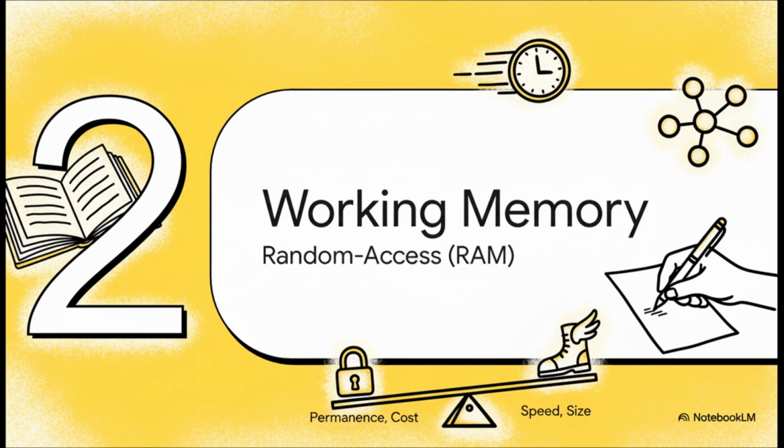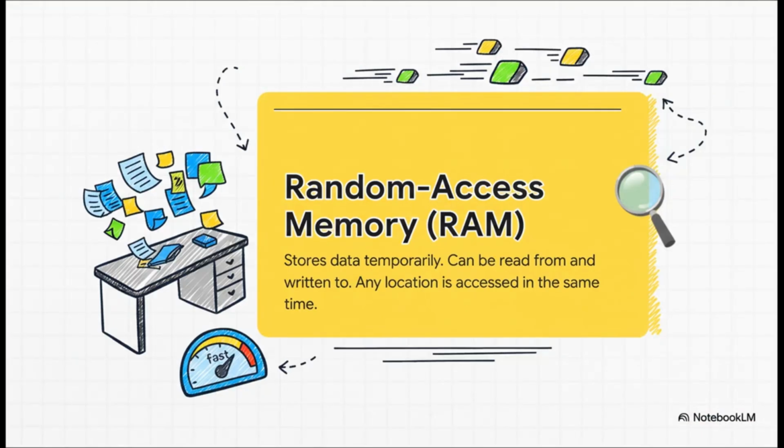Okay, so that covers the permanent library. Now let's flip over to the other side of the computer's brain, that busy, temporary workspace we call RAM, or random access memory. Unlike ROM, RAM is all about being flexible. It holds data temporarily. It needs power to remember anything. But the trade-off is that it can be written to and read from with incredible speed. And that random access part, that's the secret sauce. It means the computer can jump to any spot in the memory in the exact same amount of time, which is what makes it feel so snappy.